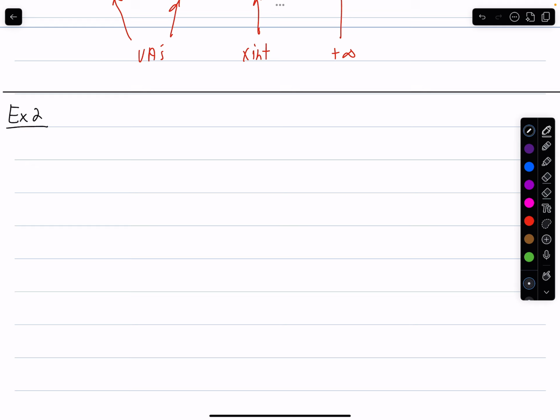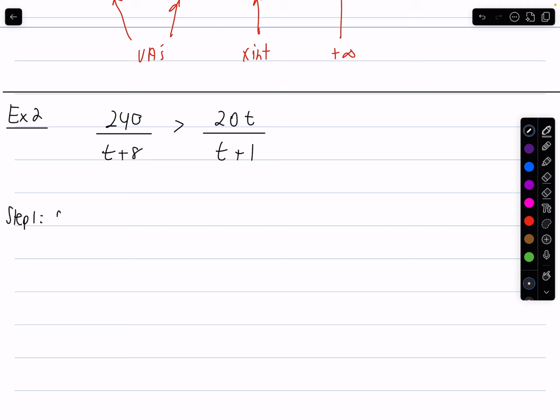So example 2, we're just going to do this equation. It's going to be 240 over t plus 8 is greater than 20t over t plus 1. Okay, 240 over t plus 8 is greater than 20t over t plus 1. So let's go through our steps. So step 1, we know, is simplify.